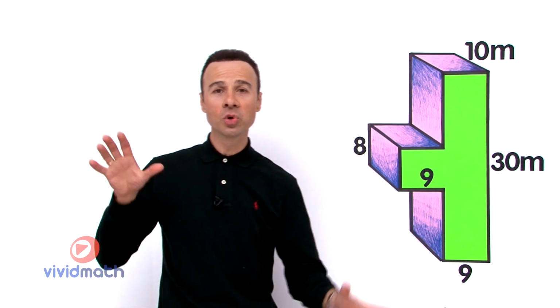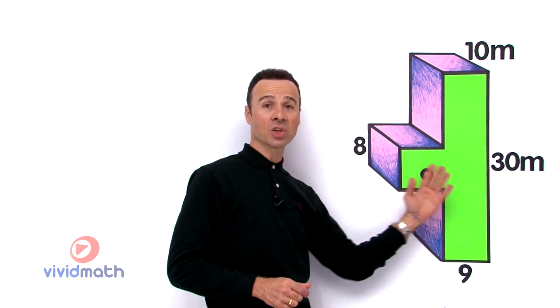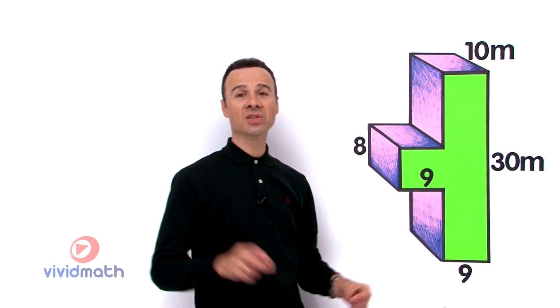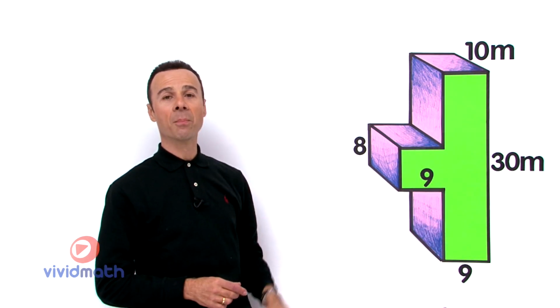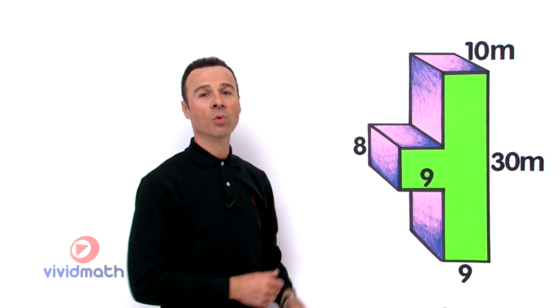We're going to take it in two stages. Stage number one, we're going to work out the area of this green face right here. And then stage number two, we're going to multiply it by the depth or the height, whatever you want to call it. So all together, we'll work out the volume.